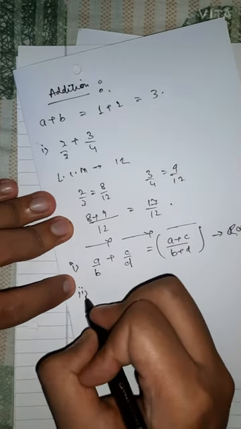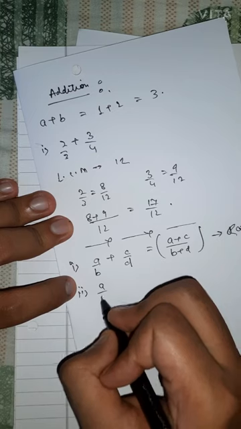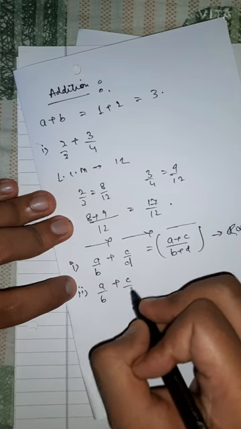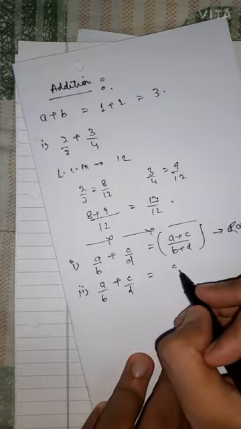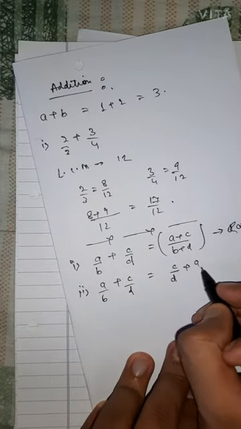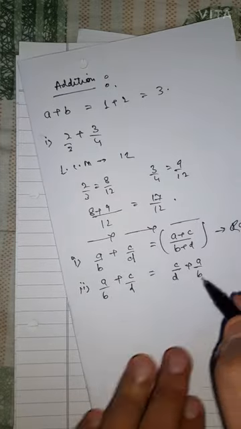Second property, if there are two numbers a by b and c by d, you can just interchange it. Like you can write first c by d plus a by b, it will not change the result.